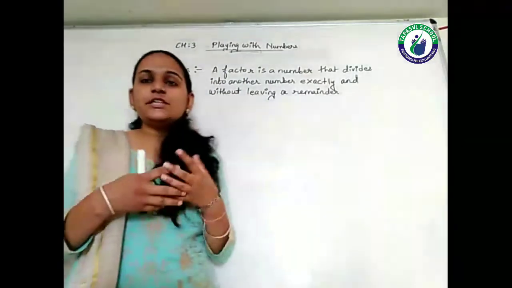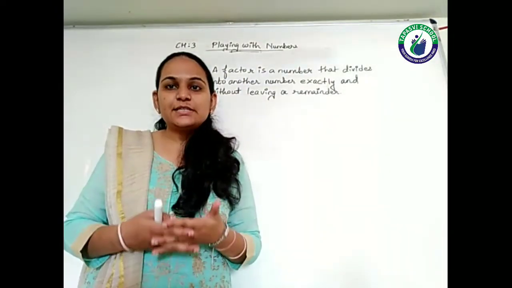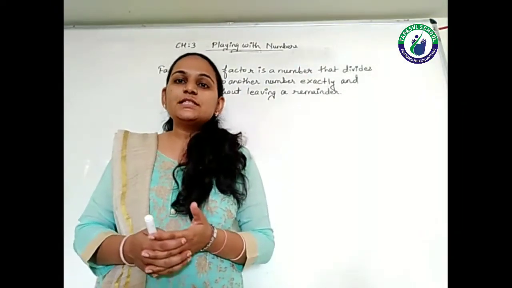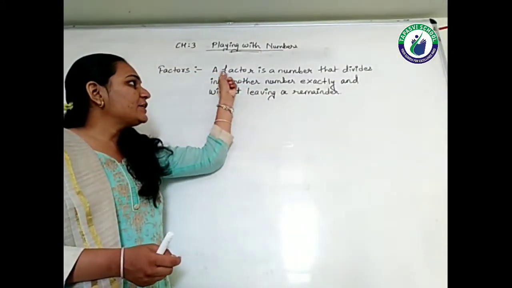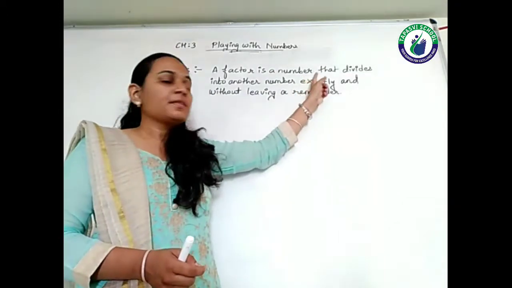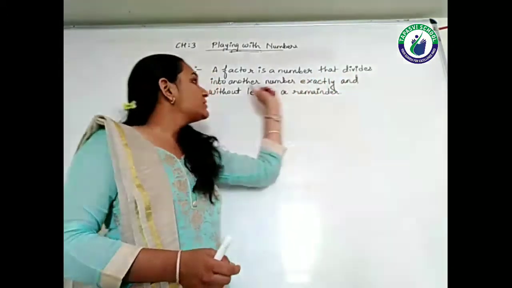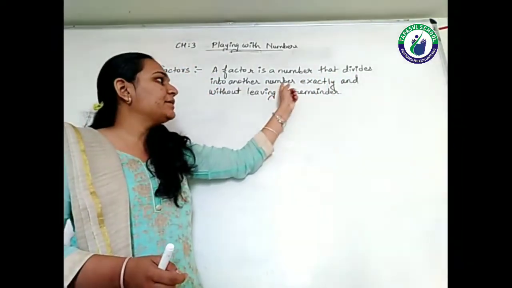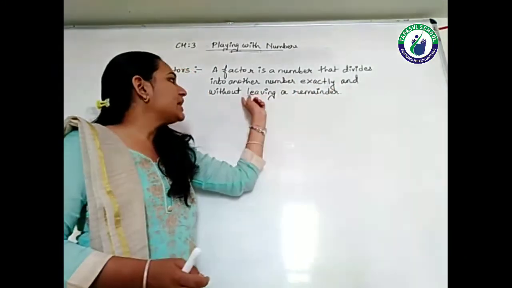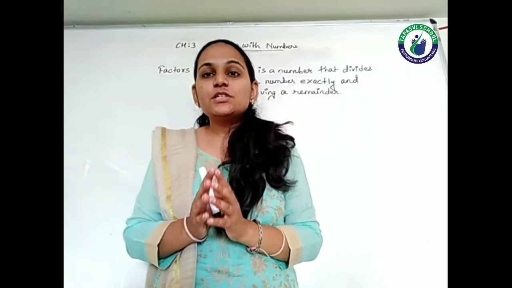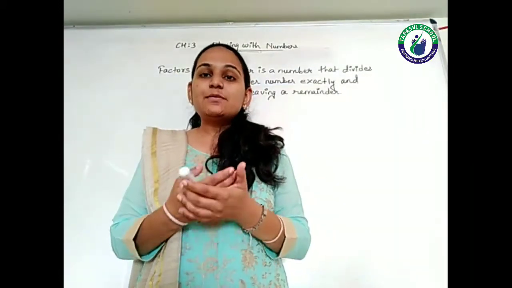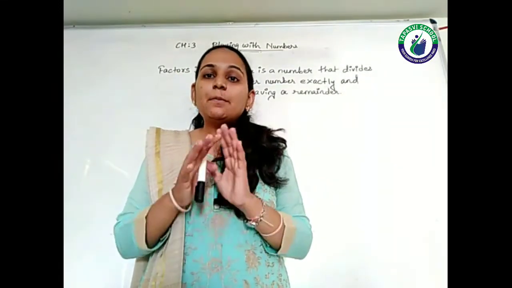Factors. Now, what is the definition of factor? First, we will see that, then we'll see some examples based on it. Okay, the definition of factor is: a factor is a number that divides into another number exactly and without leaving a remainder. That means the number which is dividing, which helps in division and complete division.